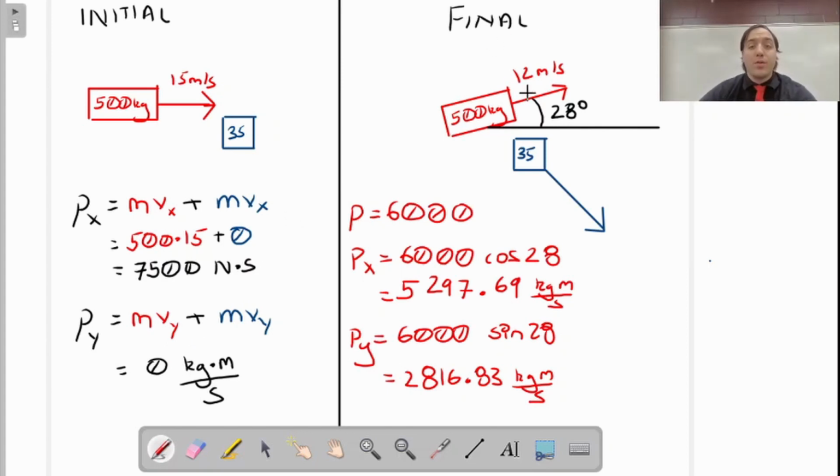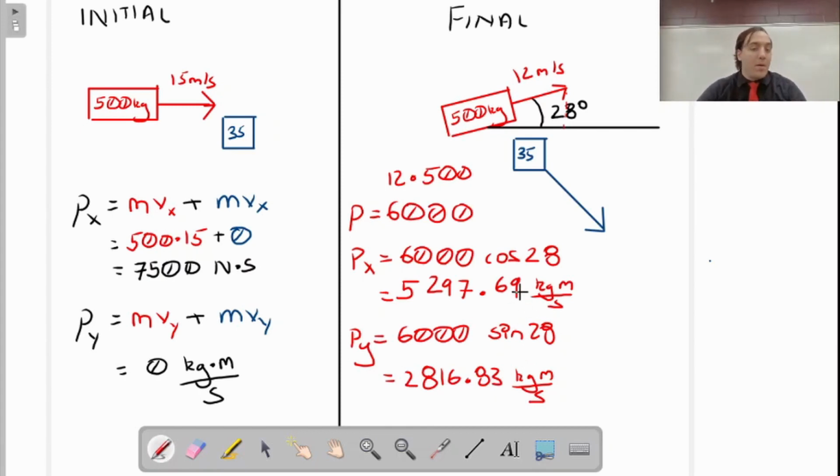After that, I look at the momentum over here. My total momentum is 6,000. I got that from 12 times 500, but it's 6,000 at an angle. How much of that is in the x, and how much is in the y? Well, sine and cosine will let me break this triangle up. That gives me px of 5,297.69 and py of 2,816.83 kilogram meters per second.